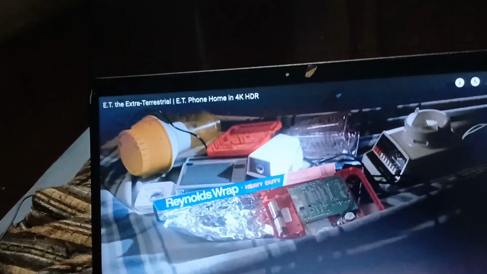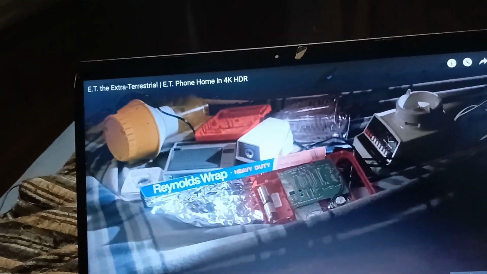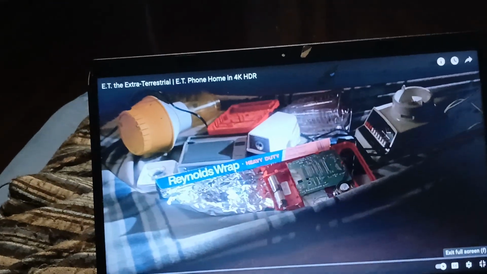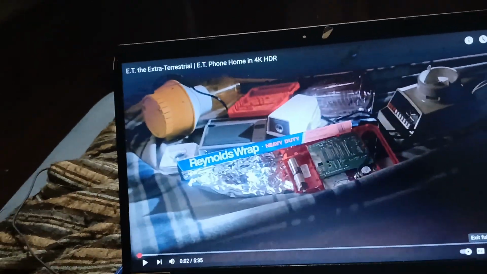So, E.T. phone home. That's how you interpret things, folks. Not everything is what you think it is. So science, get to work on this.